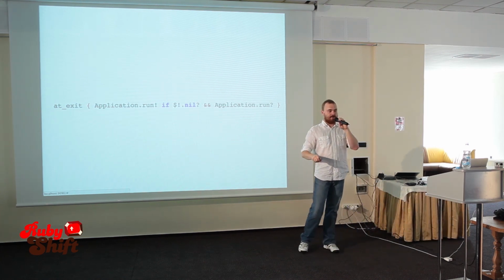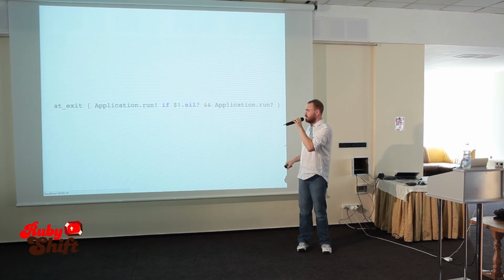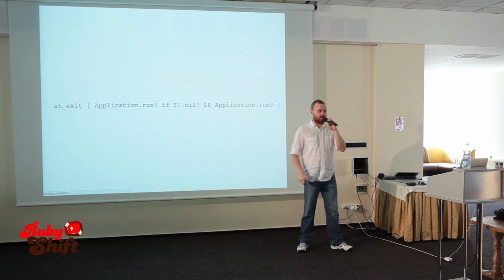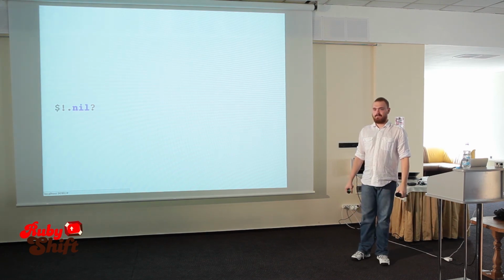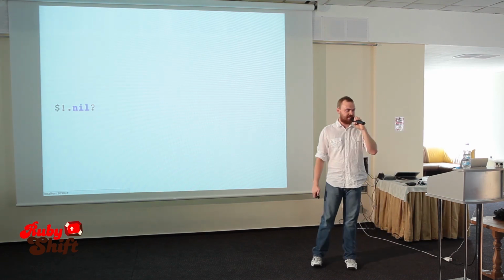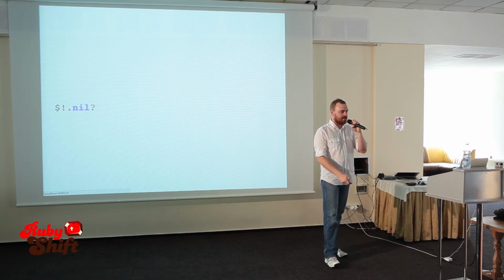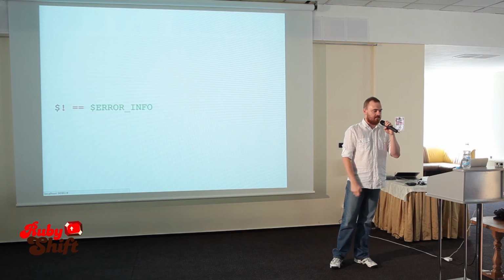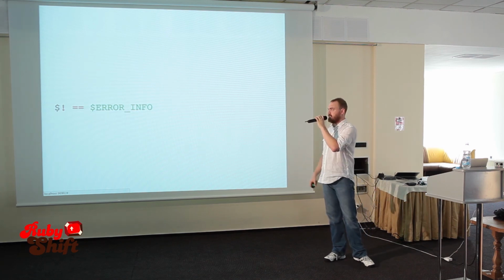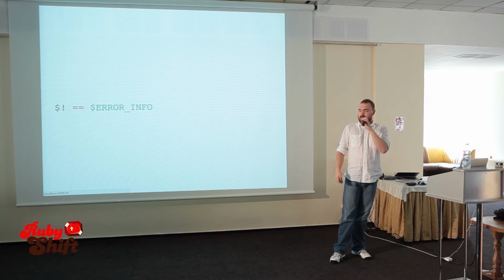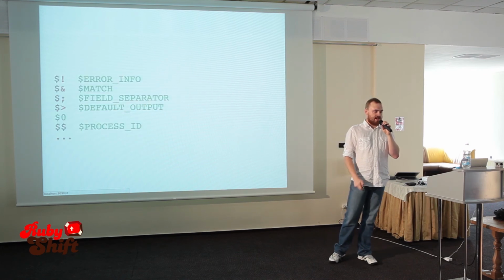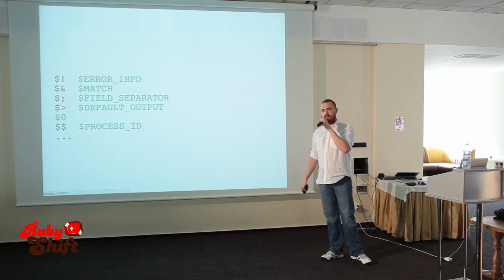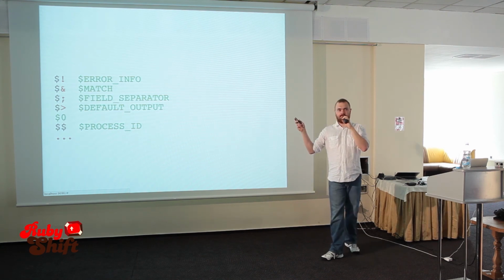This at_exit { Application.run! if $!.nil? }. Oh my god, $!. What is it? Wow, cool. I didn't know about it either. I'm really impressed, because it's the exception, information about an error, and this line simply checks whether there has been some error. And there are a lot of predefined variables in Ruby. I didn't know about them before.